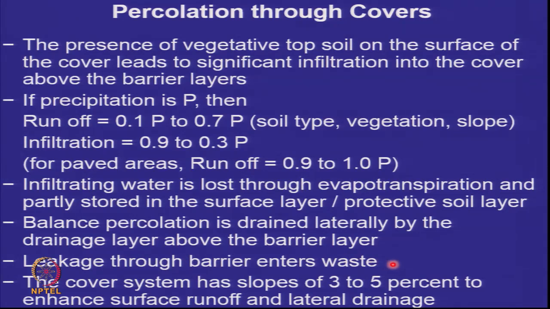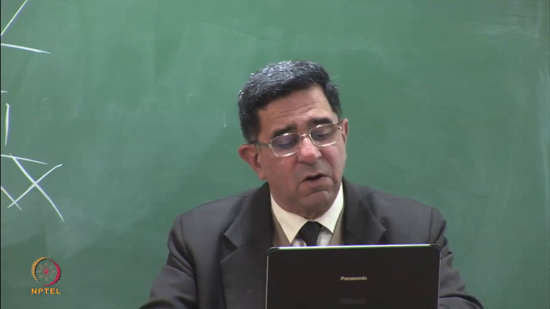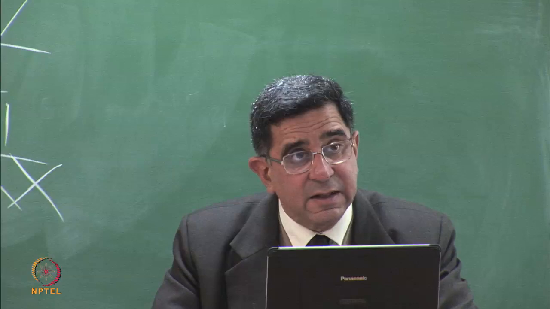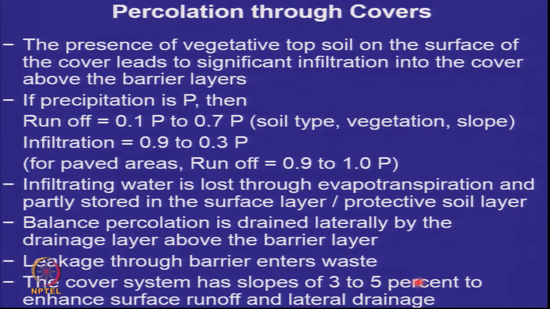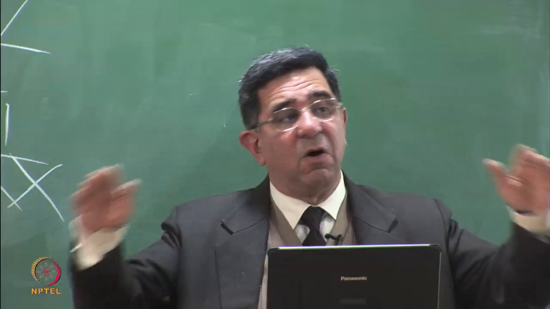Leakage through the barrier enters the waste. And typically, to enhance surface runoff, we are giving at the top a slope of 3 to 5% to enhance the surface runoff and lateral drainage. So remember, all your covers are convex.